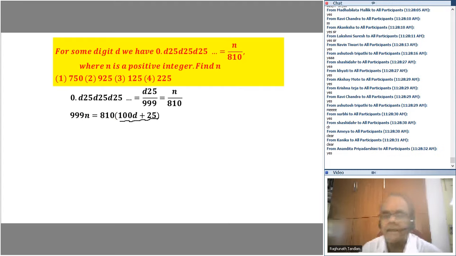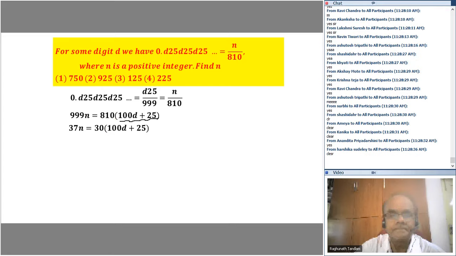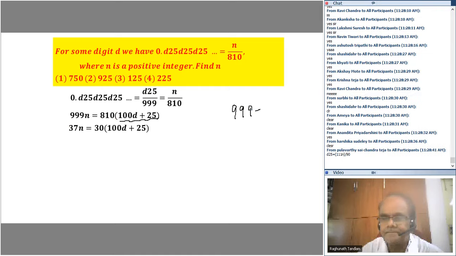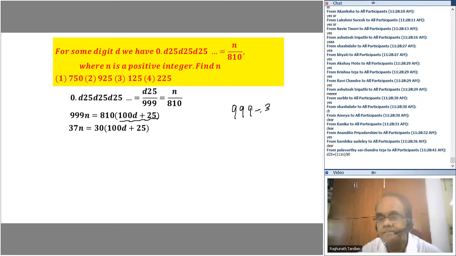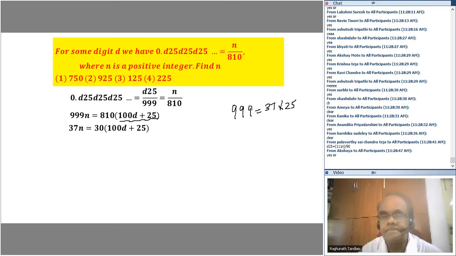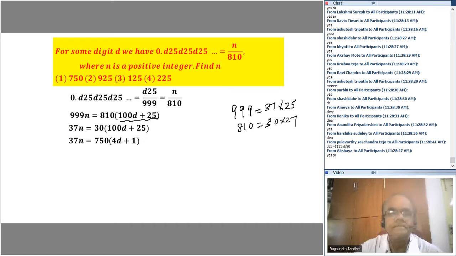Right. Now, simplifying further, plus 999 is 37 into 27, and 810 is 30 into 27. Remaining common factor, so n becomes 750. Are we clear now? n is 750.